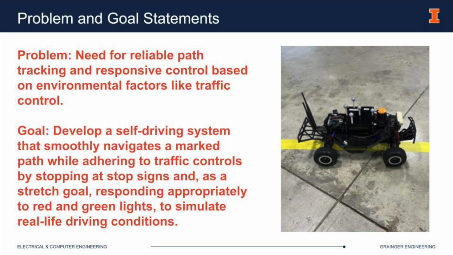So for this project, we wanted to address the need for reliable path tracking and responsive control based on environmental factors like traffic control. Our goal was to develop a self-driving system that smoothly navigates the marked path while adhering to traffic controls. Our initially proposed additional feature was stopping at stop signs. As a stretch goal, we wanted to also respond appropriately to red and green lights. As a whole, we wanted to simulate real-life driving conditions with the F110 car.